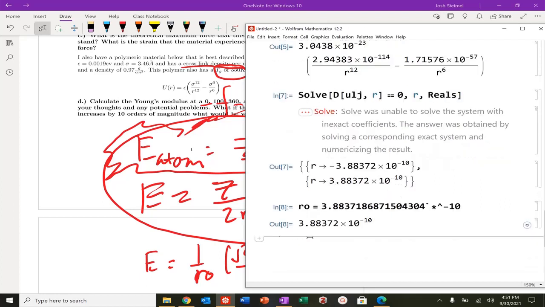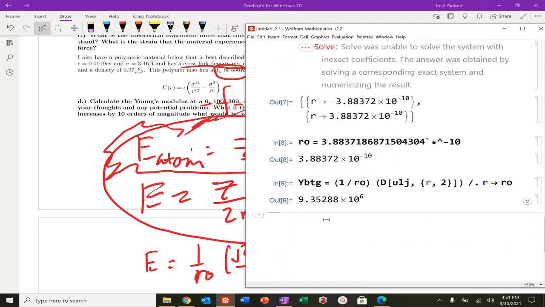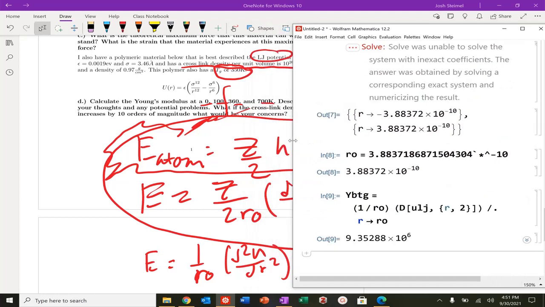So with that R naught now I could do my Young's modulus. So Y below Tg is going to be equal to 1 divided by R naught times the second derivative of U_LJ with respect to R, evaluated at R goes to R naught. And this is my Young's modulus. Now, that's at 0K. At 100K, it's going to be slightly less, but we don't know what that is because we don't know what the shape of the potential is.